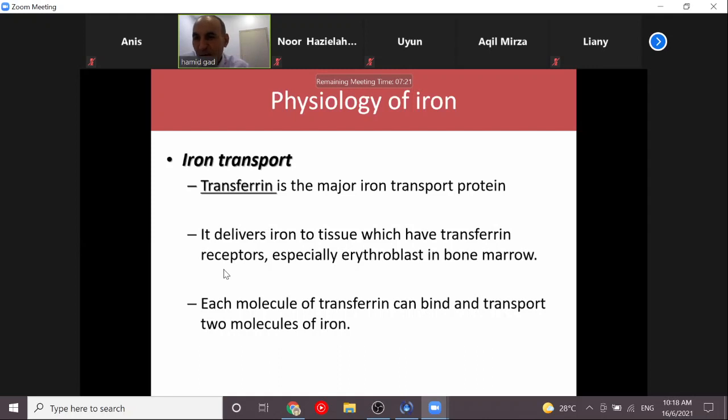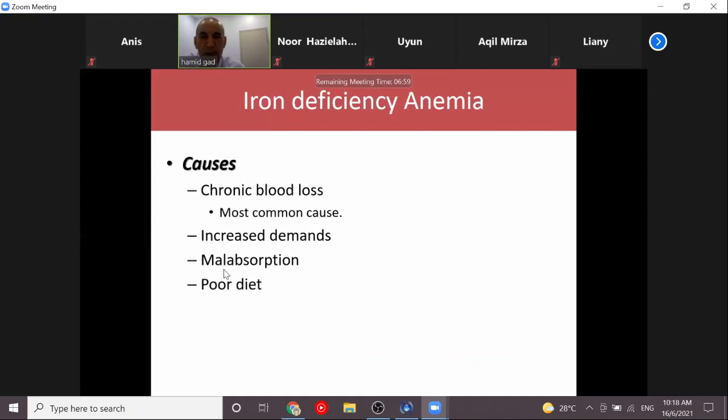Crohn's disease can affect anything in the GIT, from the mouth until the rectum or lower. So any part of the GIT can be affected by Crohn's disease, but not ulcerative colitis. So Crohn's disease can affect the duodenum, the jejunum, the esophagus, the stomach, and usually presents with ulceration and can cause malabsorption. So these are the causes of iron deficiency anemia.